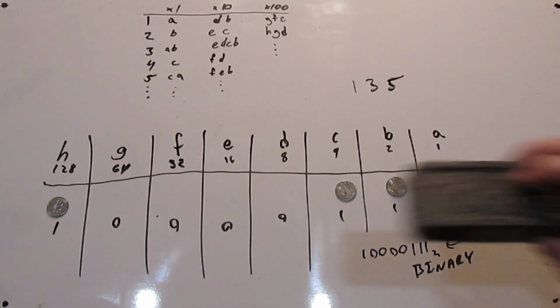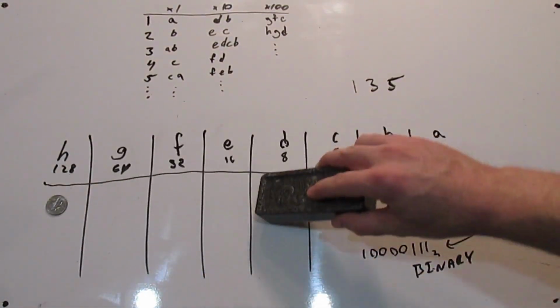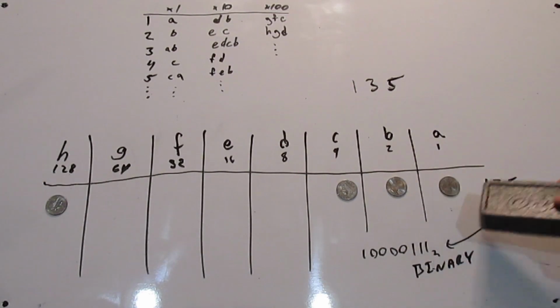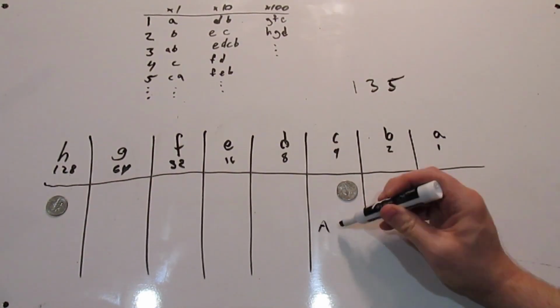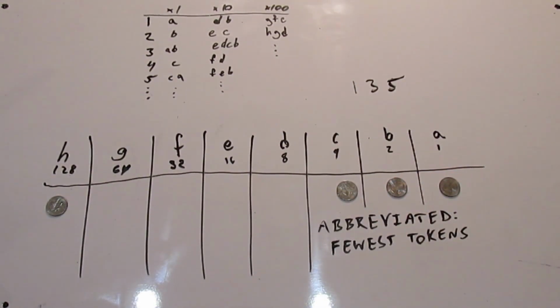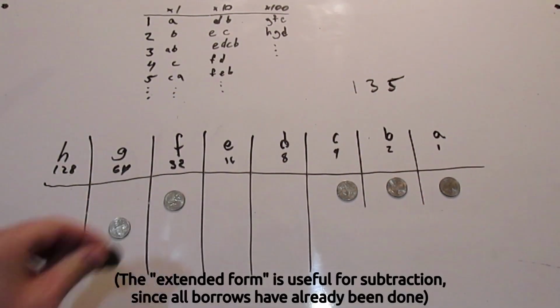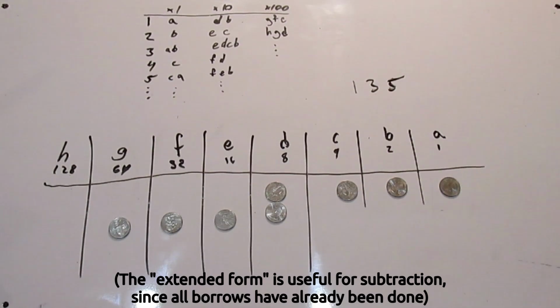But that's not the only way you can think of it, and I actually kind of want to discourage you from thinking of this as binary. For one thing, Napier came up with this before the binary number system was really formalized in the way that we use it now. Also, we don't have to reduce everything to piles of 0 or 1 tokens. We can still have piles with multiple tokens. Napier called these abbreviated and extended forms of a number.